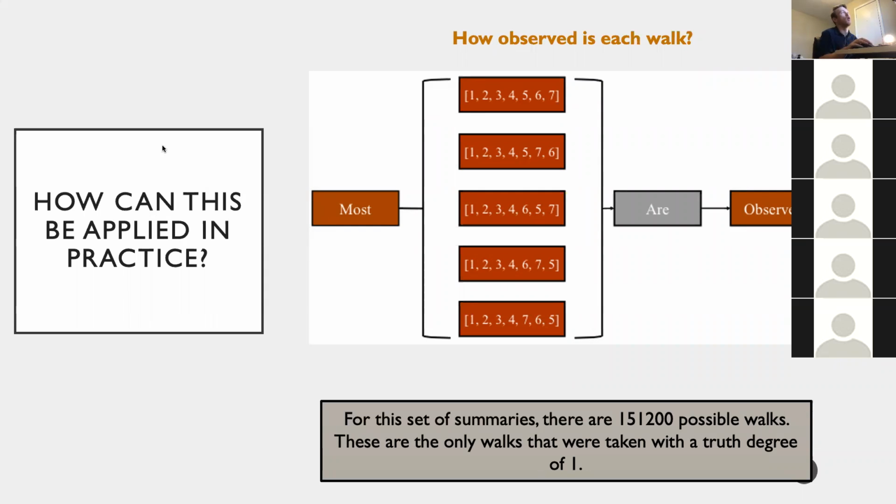This is the walk ordering 1 through 7, and there's not really much variation. But for this set of summaries, there are over 150,000 possible walks, and only 5 had a truth degree of 1. So only these 5 walks are observed. We can get into why exactly we see 1, 2, 3, 4 over and over again, but that's a little bit beyond the scope of this.